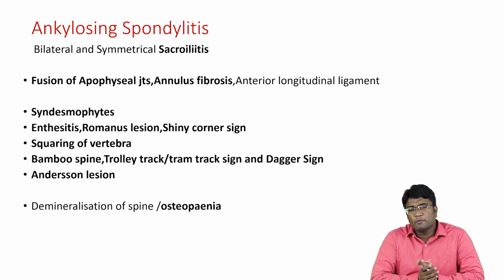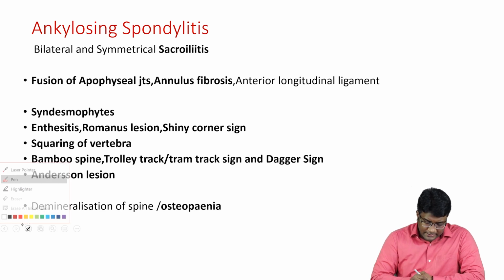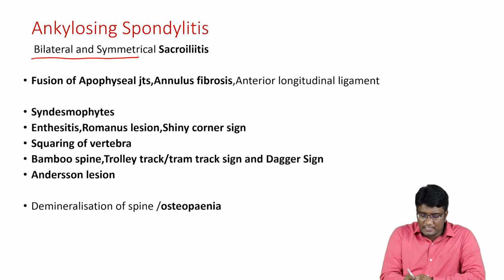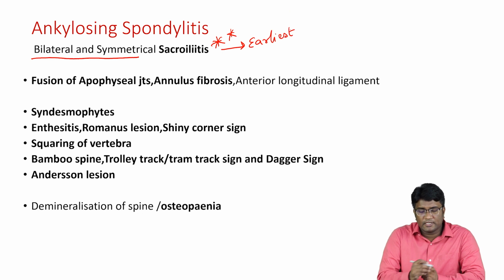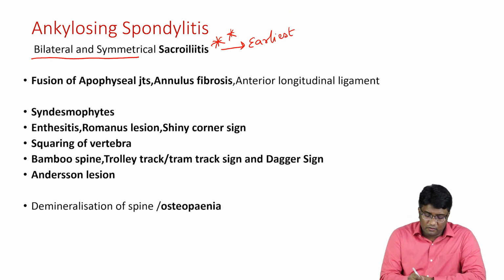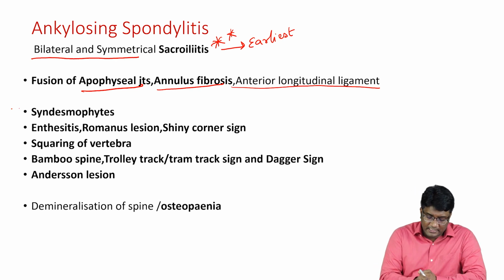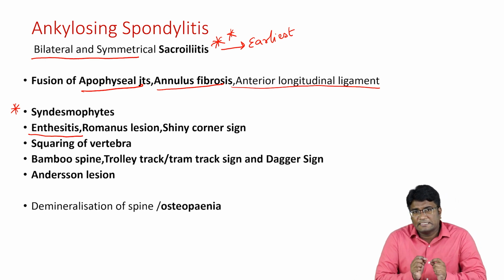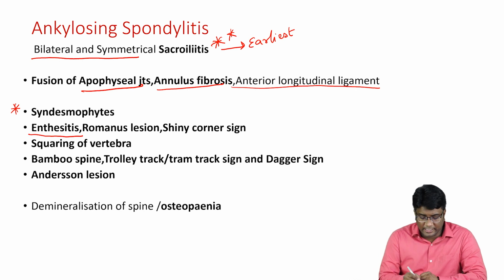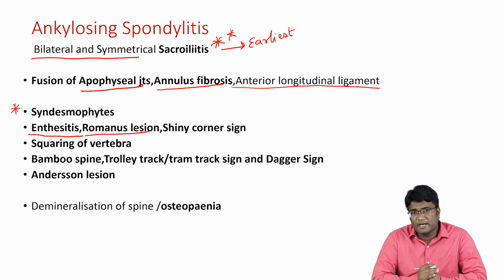So what are the things that you need to know about ankylosing spondylitis? Ankylosing spondylitis has a bilateral symmetrical sacroiliitis. This is the earliest manifestation of ankylosing spondylitis. There is fusion of apophyseal joints. There is calcification of the annulus fibrosus as well as the anterior longitudinal ligament. There are vertical syndesmophytes. We know patients of ankylosing spondylitis have inflammation of the tendinous and ligamentous insertion sites, called enthesitis. There will be erosions involving these areas of inflammation, and those erosions are called Romanus lesions.